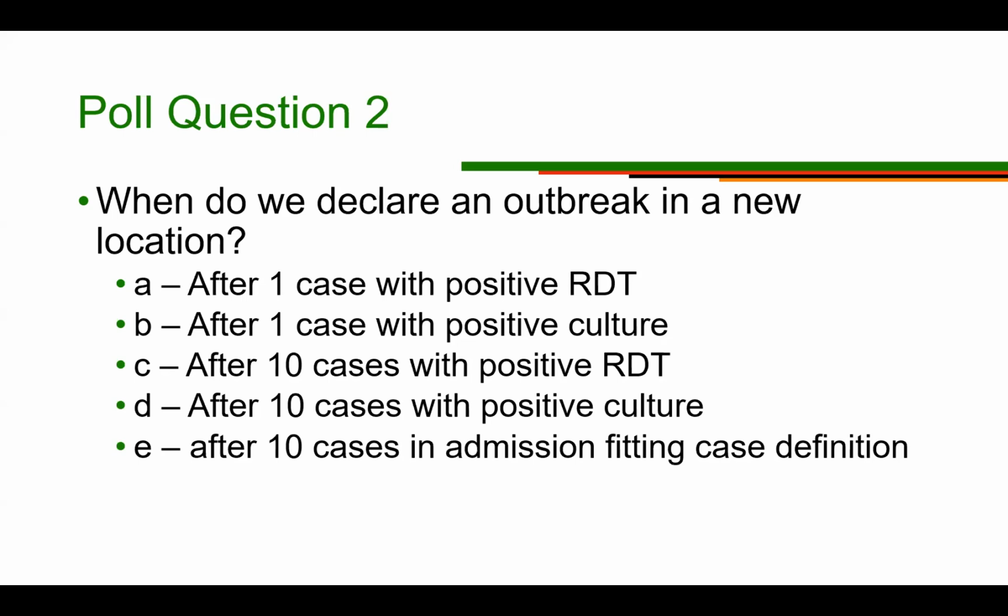So notice we've said culture, not RDT. The specificity of RDT is not that great. So it's more of a surveillance tool to help alert you that there's a case. But once you do have a positive RDT, you need to confirm it with culture. And then once the outbreak is confirmed, again, there's no role for the RDT because now you'll be basing your diagnosis on the case definitions, but really just re-emphasizing the need for culture to declare an outbreak.